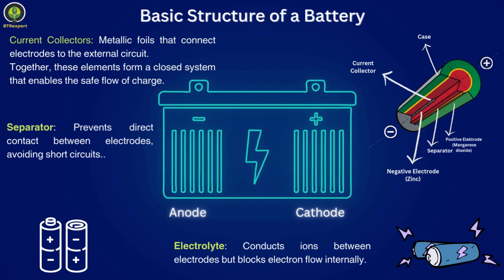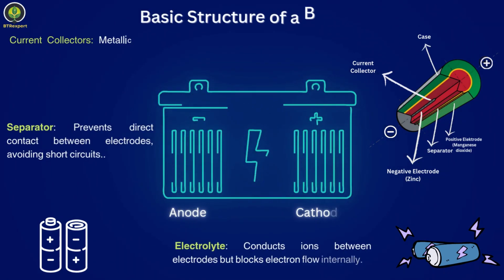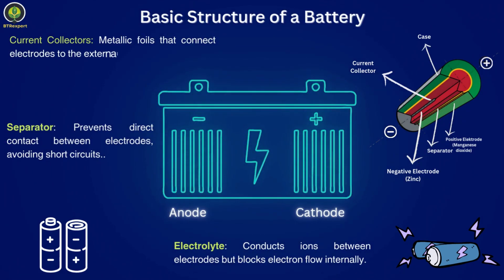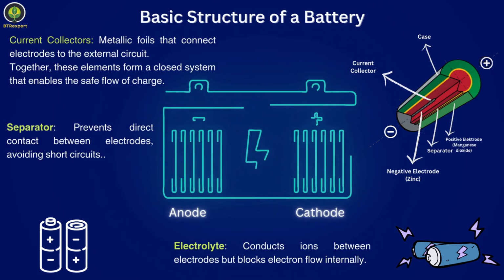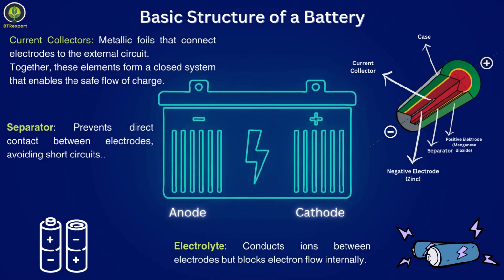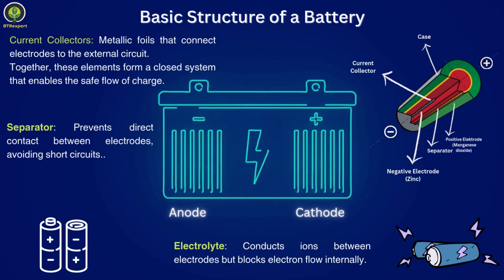Next is the separator, which plays a protective role by preventing direct contact between the anode and cathode, thus avoiding short circuits. Think of it as the peacekeeper within the battery. And finally, the electrolyte. It conducts ions between the electrodes while blocking electron flow internally, maintaining the battery's internal stability. Together, these components form a closed system that enables the safe flow of charge, making our modern devices possible. These elements work harmoniously to power everything from our mobile phones to electric vehicles.